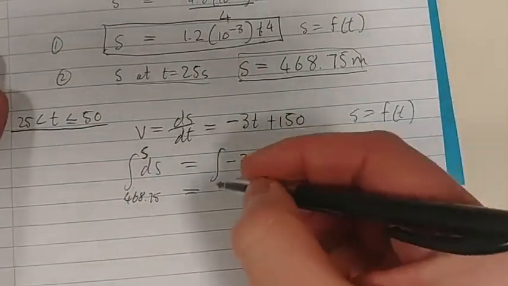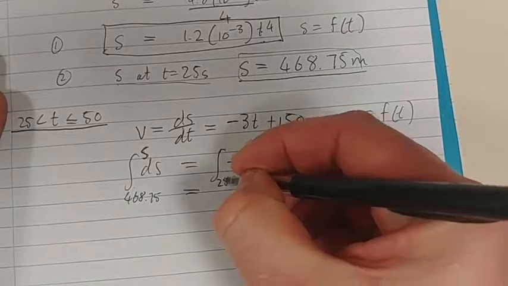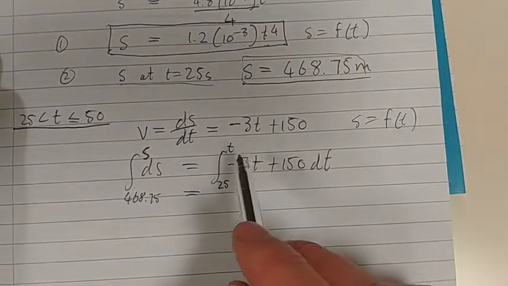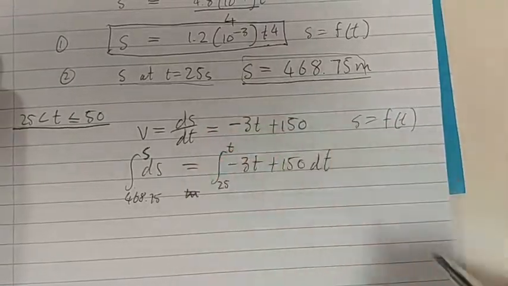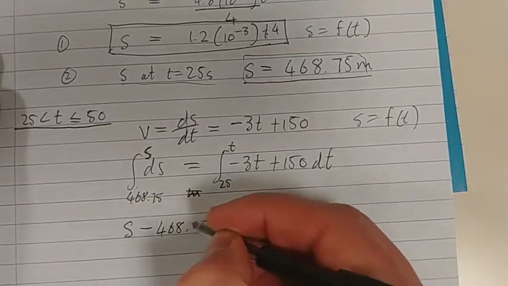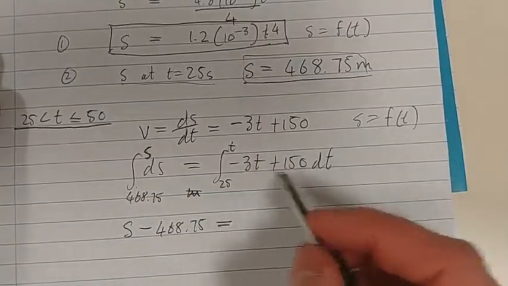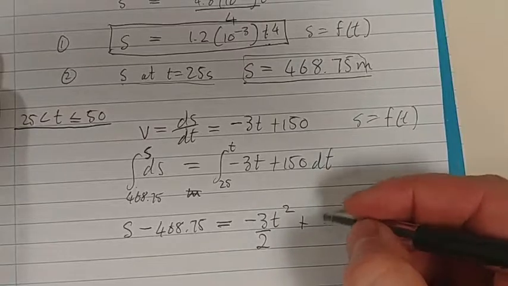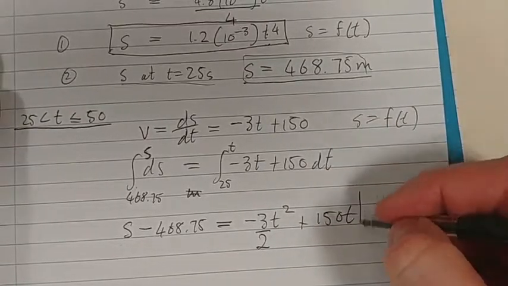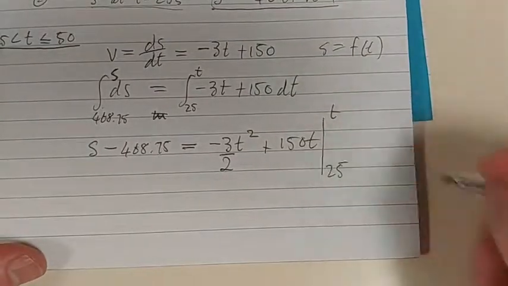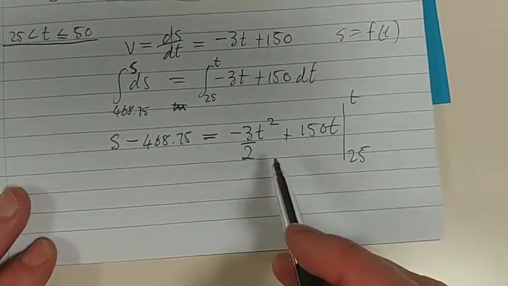And this equals, now what are my limits here? Well, that would be 25 and t. Don't put 50 there initially. Don't put 50. I know you want to do it. Don't do it. Okay? So this becomes then on the left, s minus 468.75. And on the right, we have minus 3t squared over 2 plus 150t. And this is between t and 25. Okay, so you can go do this whole integral.